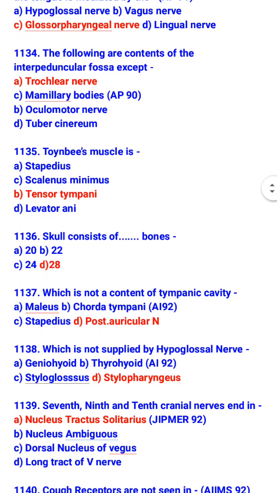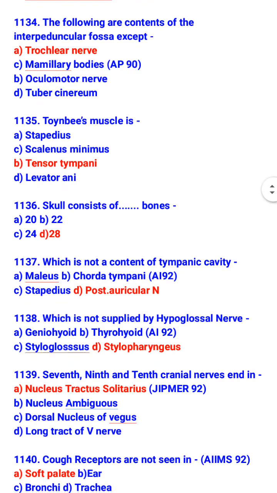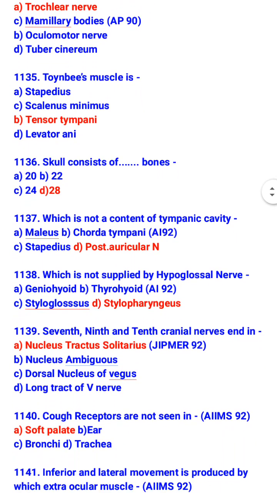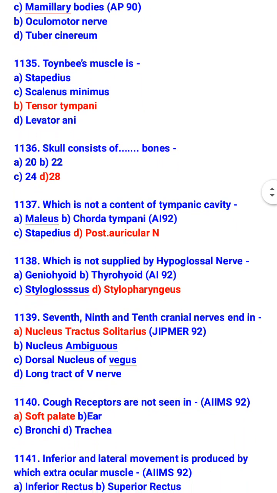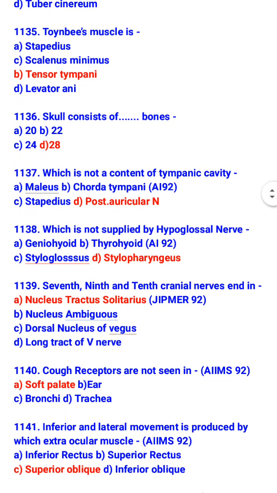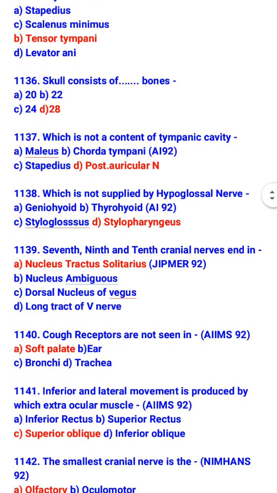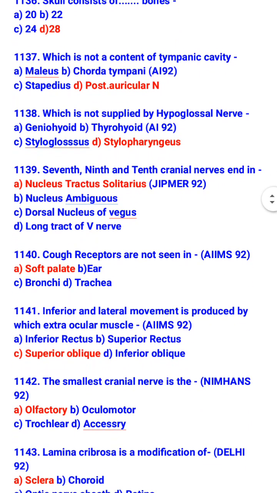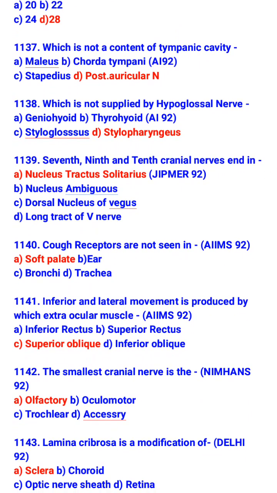Skull consists of 22 bones. Which is not a content of tympanic cavity? Posterior auricular nerve. Which is not supplied by hypoglossal nerve? Stylopharyngeus. 7th, 9th and 10th cranial nerves end in nucleus tractus solitarius. Cuff receptors are not seen in soft palate.